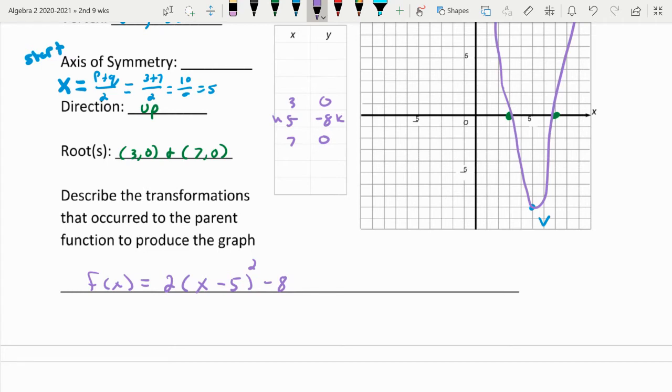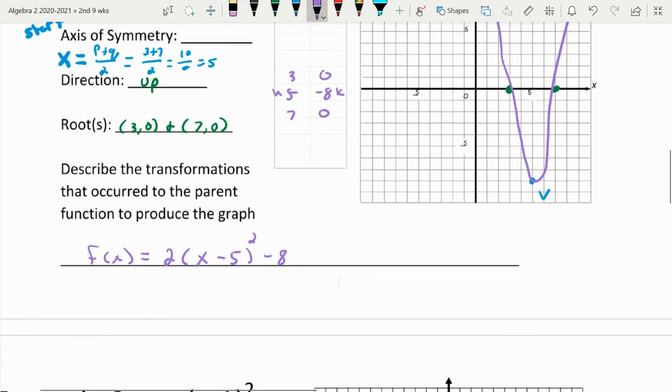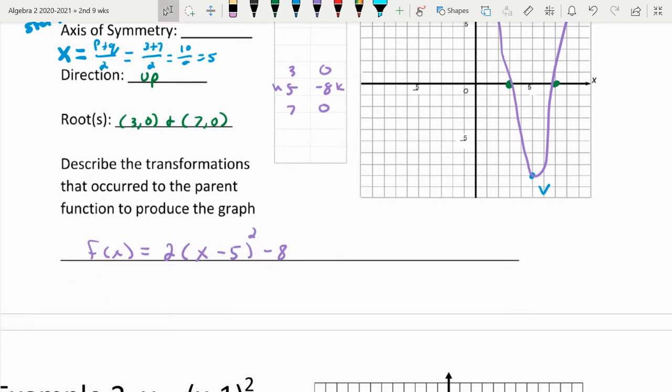All right, so now it's in vertex form. All I need to do to get into vertex form is know the vertex. All right, and there we go. So transformation, so let's go by one at a time. So the 2 means that is a vertical stretch by factor of 2. Minus 5 means that it goes right 5 units. And then the negative 8 means it goes down 8 units. All right, so there we go.